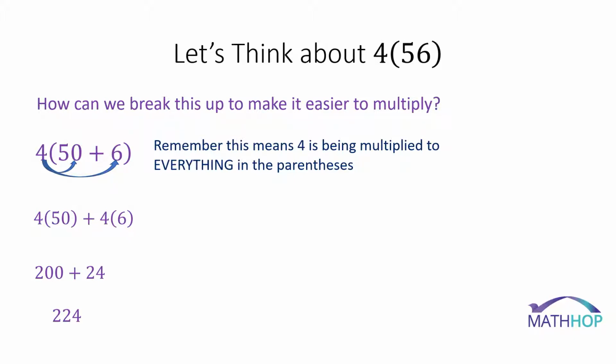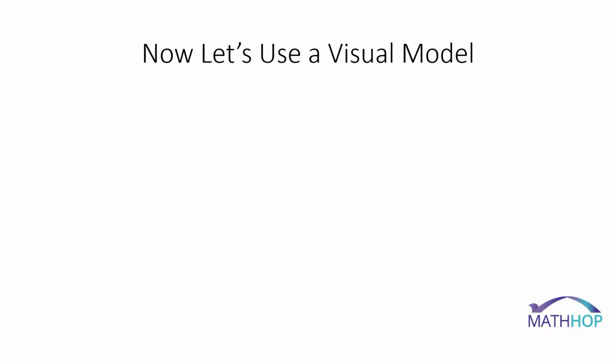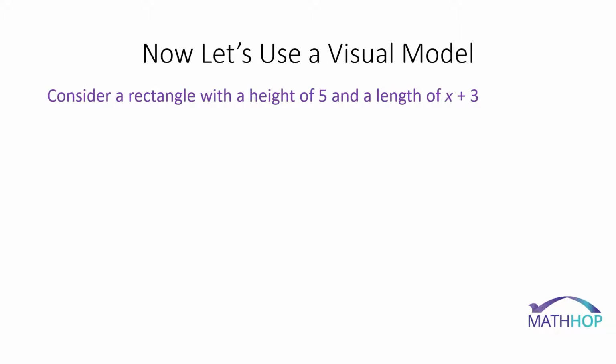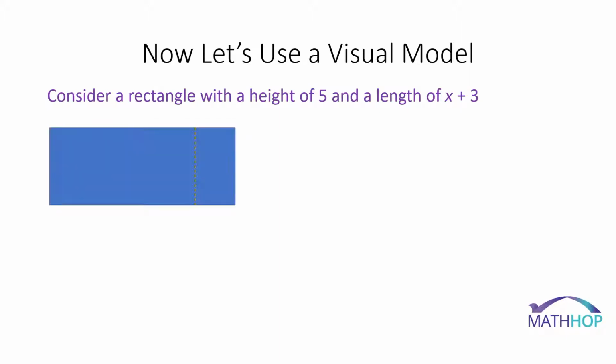And that's all well and good, but this is algebra, so we know variables are going to be involved. So let's really get into the distributive property. Let's use a visual model, and I want you to picture a rectangle with a height of 5 and a length of x plus 3. So something like this. And I have a little dashed line there because we don't know the entire base. We know a portion of it is 3 and the whole base is x more than 3.